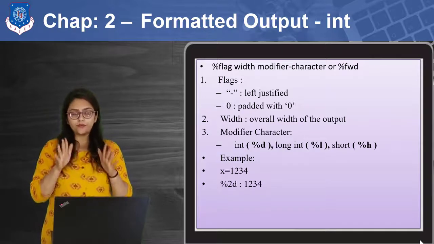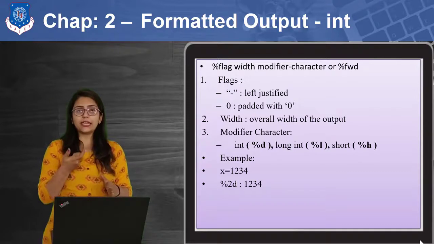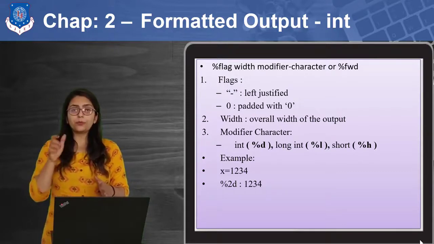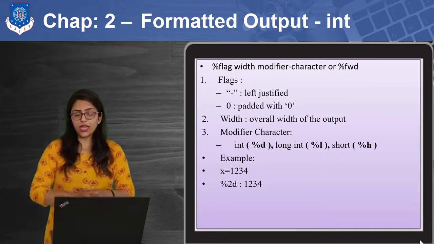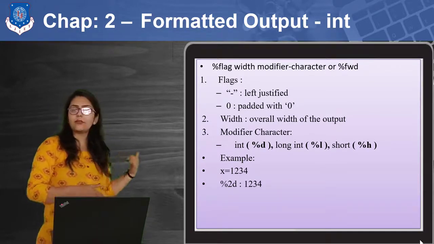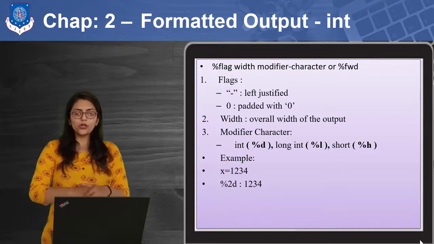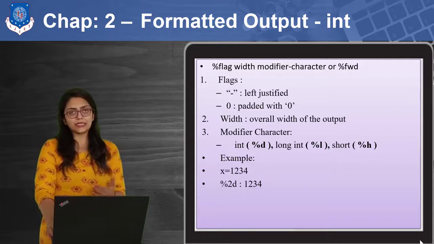Please don't confuse this output with arrays. This is a single value, but an array stores multiple values. This is all about a single variable. In a single variable, if you want to print something, then how it should be printed is covered in formatted output, right? So for %2d, it will be printed as it is.